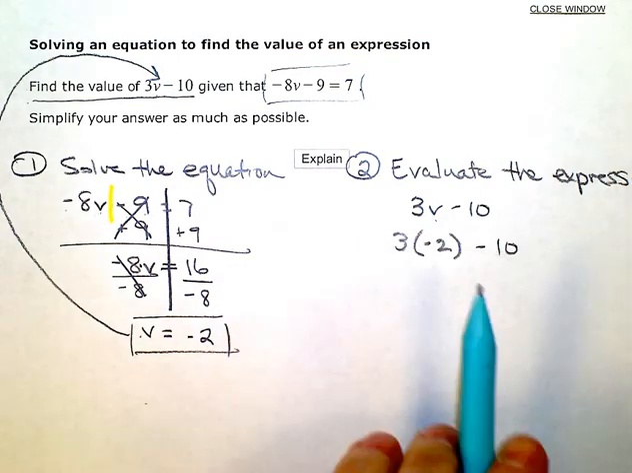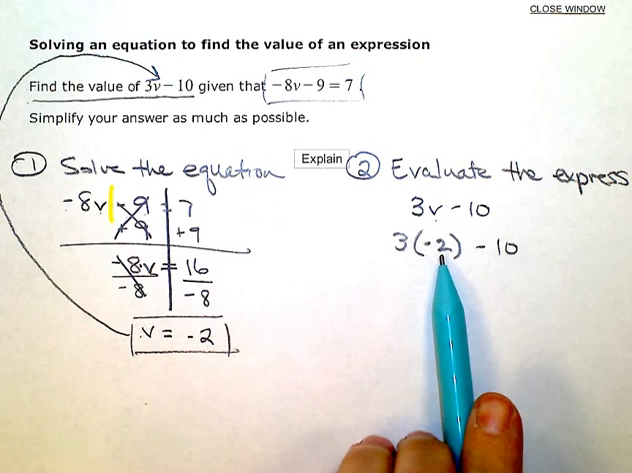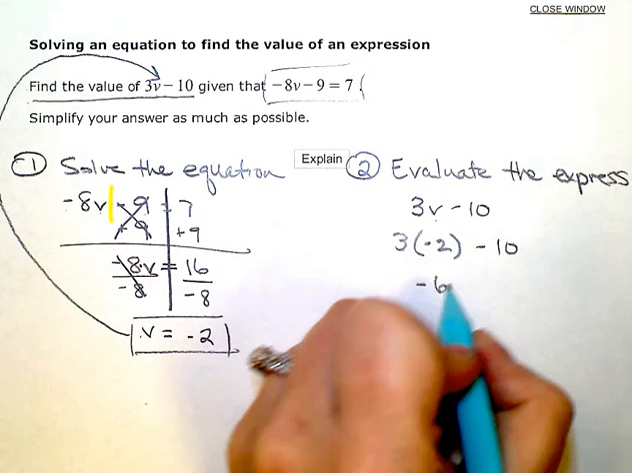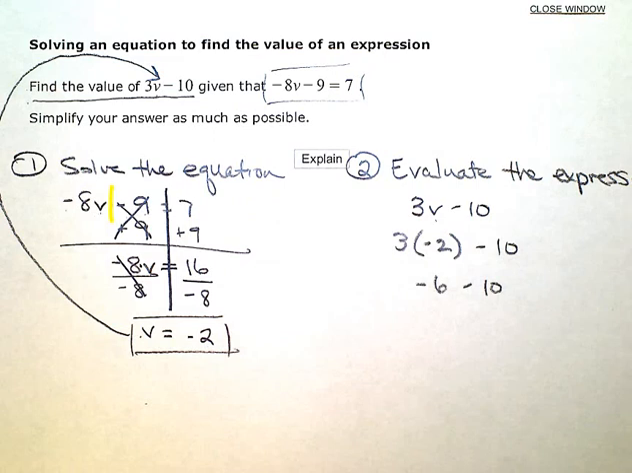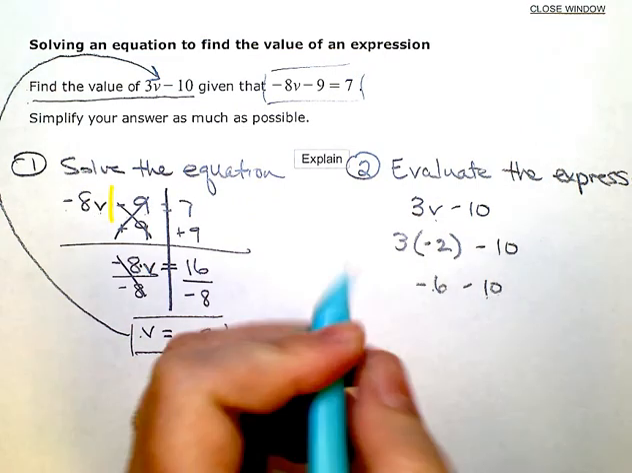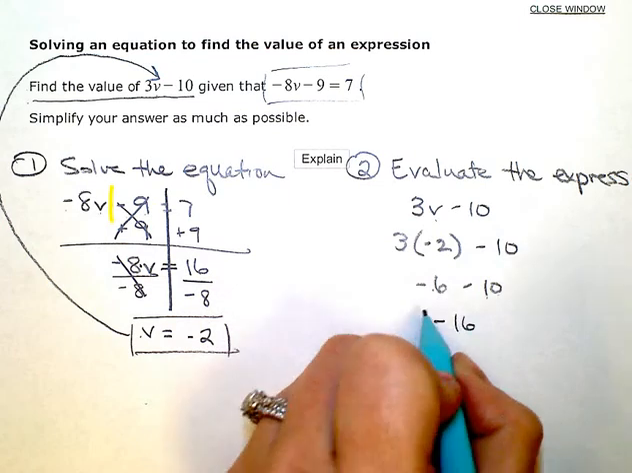Okay, order of operations, we do multiplication first, so this will be negative 6 minus 10, and then when I combine those two together, negative 6 minus another 10 is negative 16. Final answer.